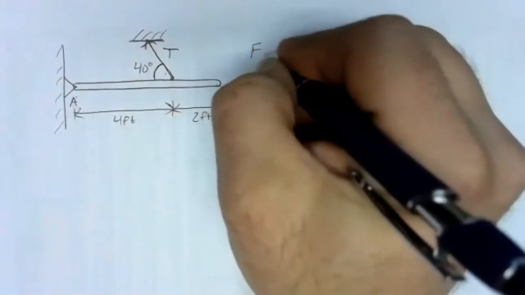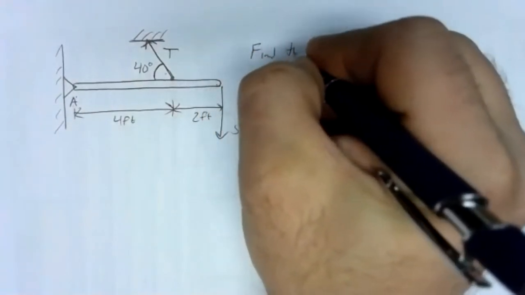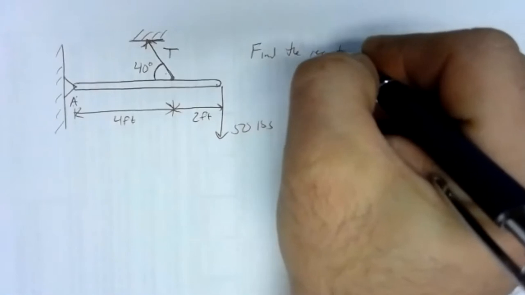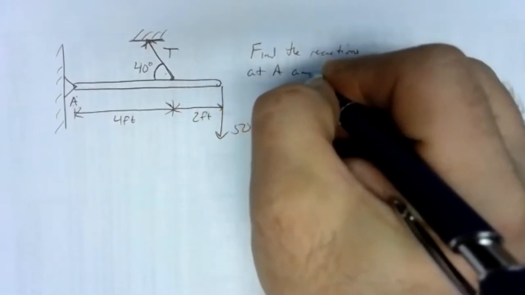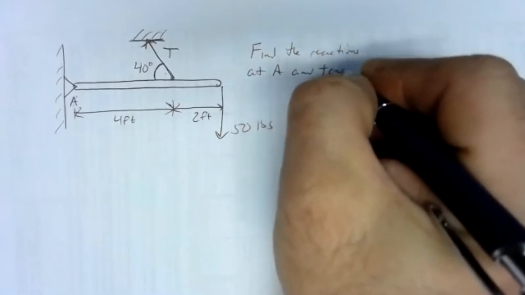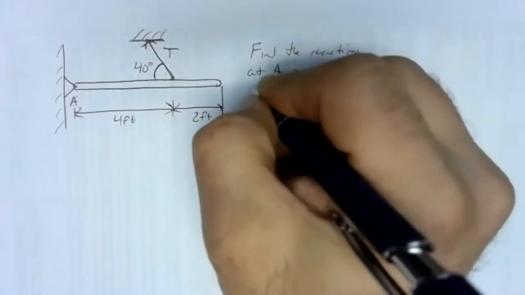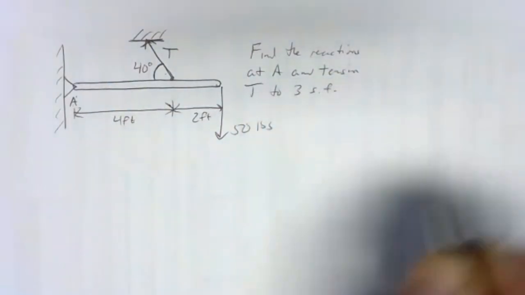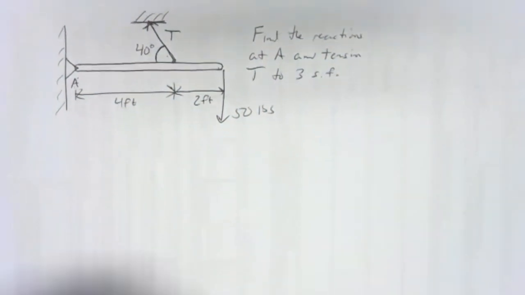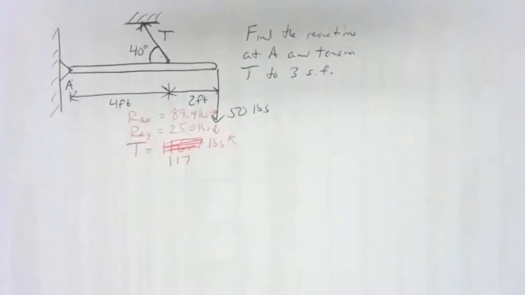So same question, find the reactions at A and the tension T to 3 sig figs. All right, so let's take a look. So the equation should have looked pretty similar.